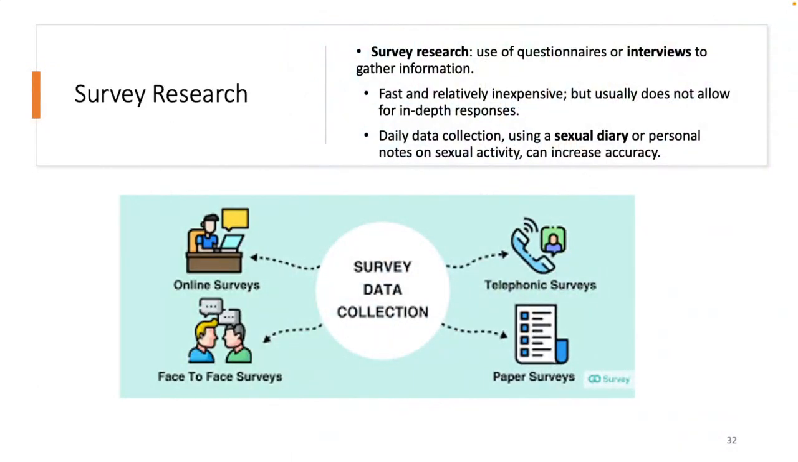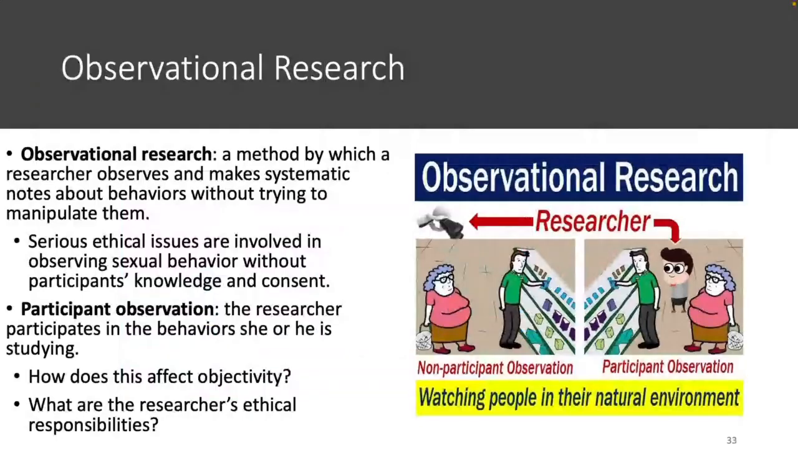Survey research is great because you can reach a lot of people. It's using questionnaires or interviews to gather information. It's fast, it's relatively inexpensive. However, people can be poor reporters of their own sexual behavior. Maybe they're going to write down what they wish they were doing, not what they're actually doing. But it's a good way to get a lot of results, a lot of surveys out, and generally in a pretty quick amount of time.